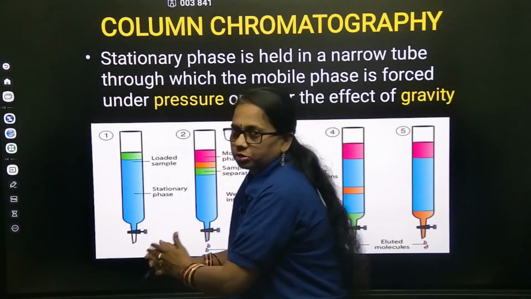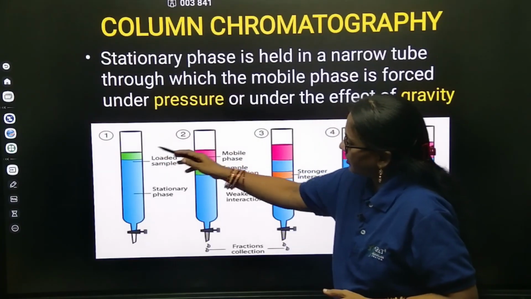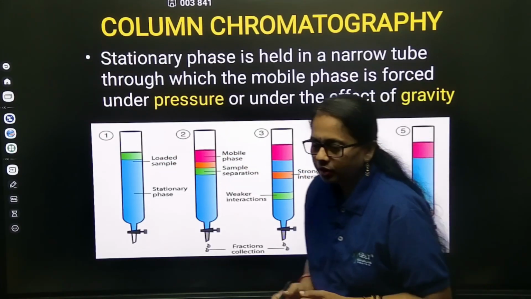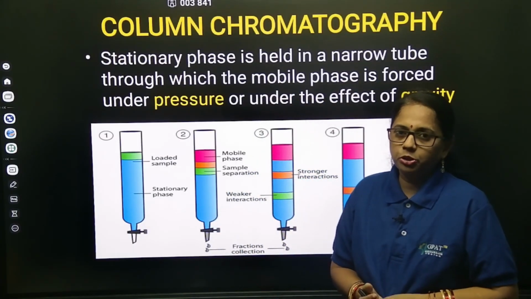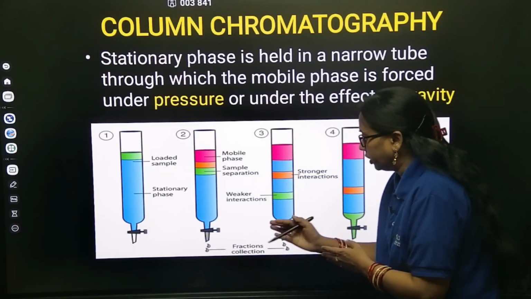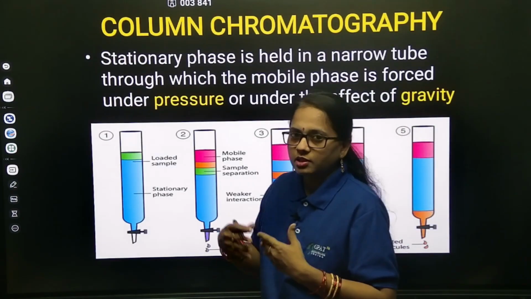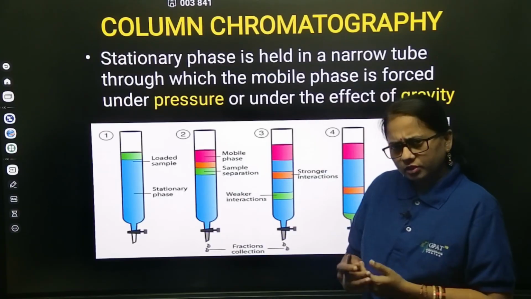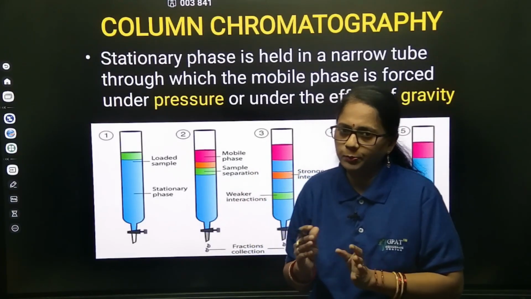that is a narrow bore column we are going to load first, through which the mobile phase passes: the first step, second step, like this, third, fourth and fifth steps. Based on the number of constituents present in that particular sample mixture, we are going to collect those fractions. We are going to add mobile phases with increasing polarity, or if the samples are of different polarity, we are going to change the order of the polarity of the solvents.